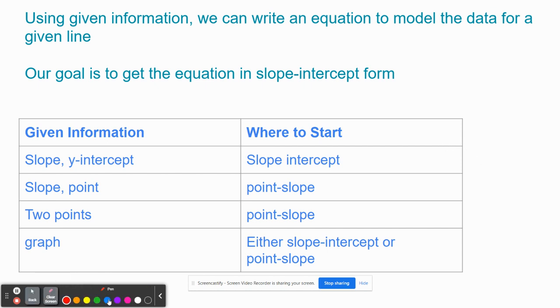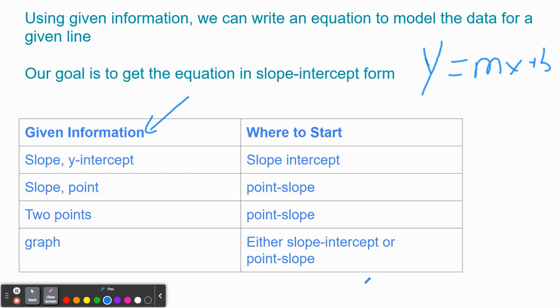Let's write that in here. That's the one we're always trying to eventually get to here. And then given information, that's probably good for you to have in your notes. That way you know where to start. If you have the slope, if you have the y-intercept, go straight to slope-intercept form.